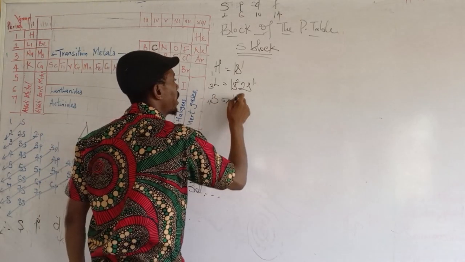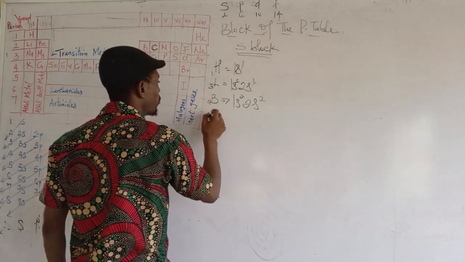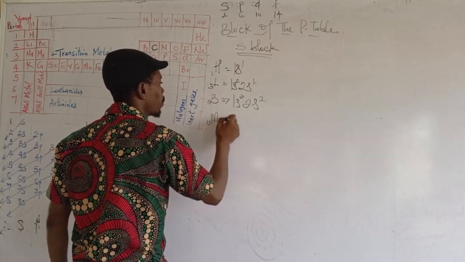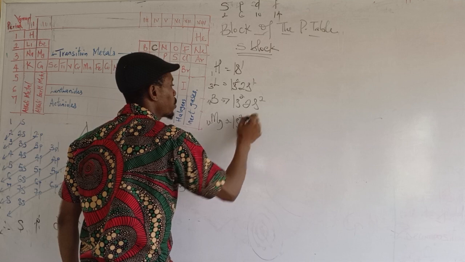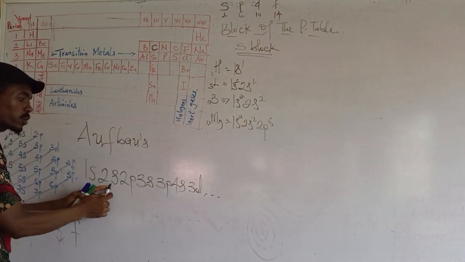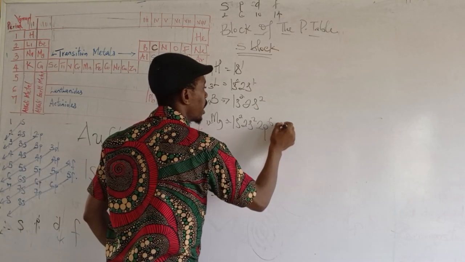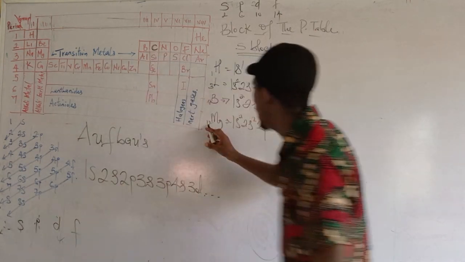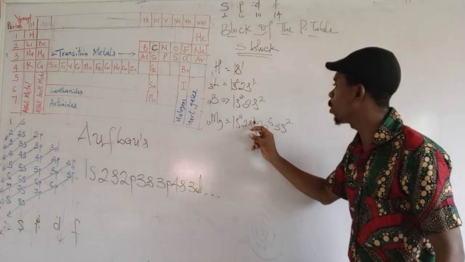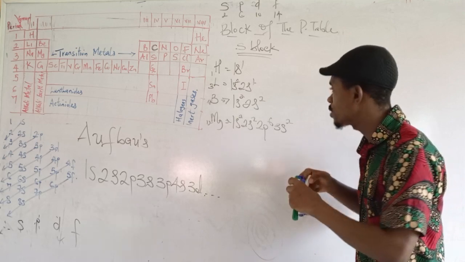This will give us 1s2, 2s2. Then magnesium is 12: 1s2, 2s2, 2p6, and then 3s2. How do you count? 2 plus 2, 4. 4 plus 6, 10. 10 plus 2, 12. So this is magnesium.